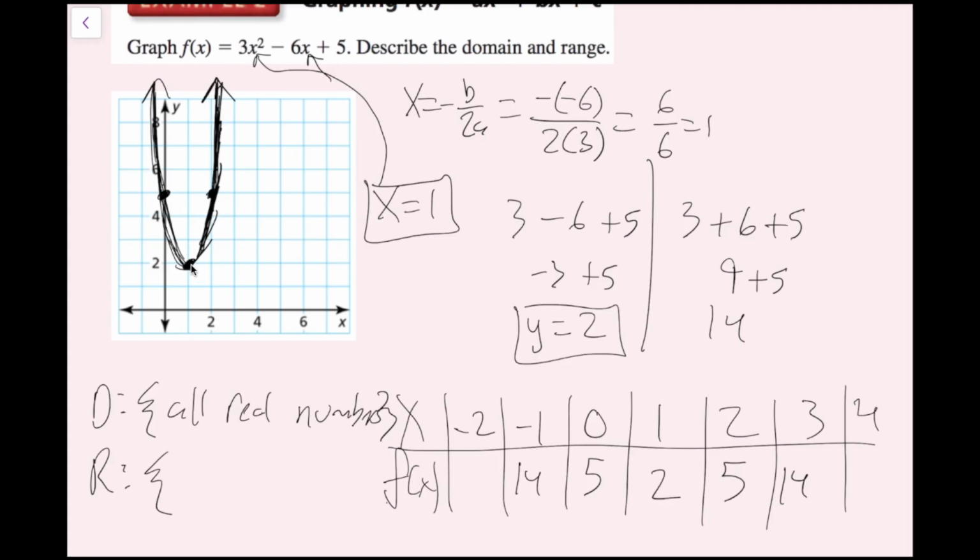And then my range, well, if you look at it, the lowest y value is the vertex, and that is at the ordered pair 1, 2. So the y value here, or f of x value here, is going to be 2. That's the lowest one. Every other f of x value is going to be larger than 2. So I'm just going to write an inequality, which is going to be f of x is greater than or equal to 2. Because this describes the set of all of my output values, all my y values. Anyway, I've successfully graphed this function and then described the domain and range, and now we're done.